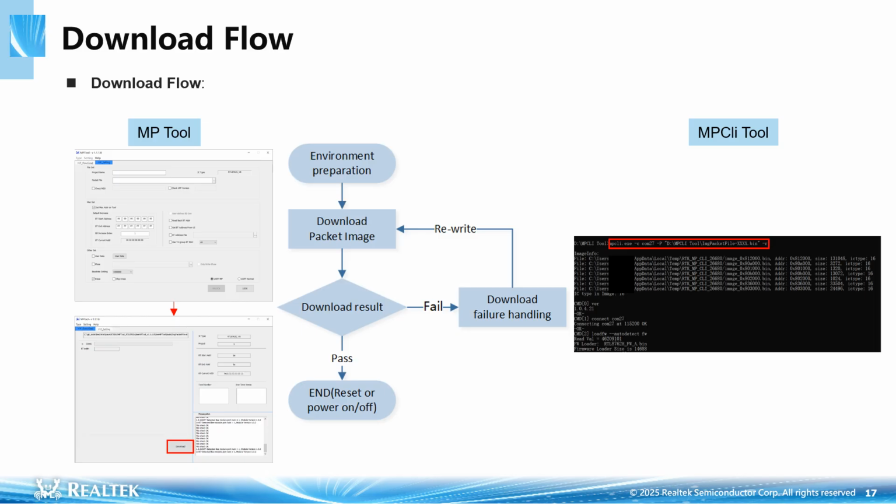MP Tool: parameters are configured before programming. MP Client tool: the corresponding command line parameters are entered before programming.